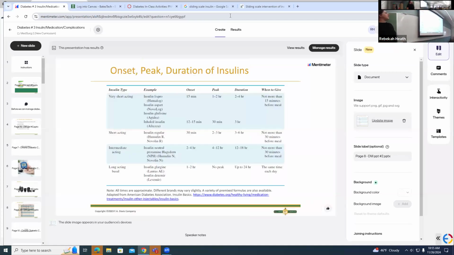Onset, peak, and durations. I have a printout that I printed and I forgot to get it on break. I'm going to get it for you, but this one, let me see if I can make this bigger.